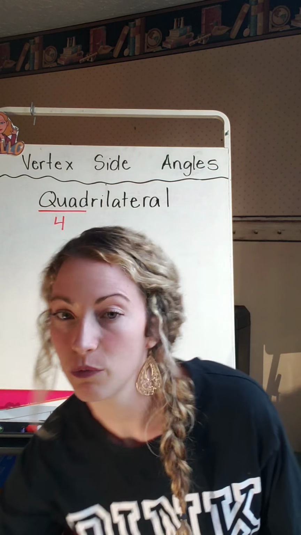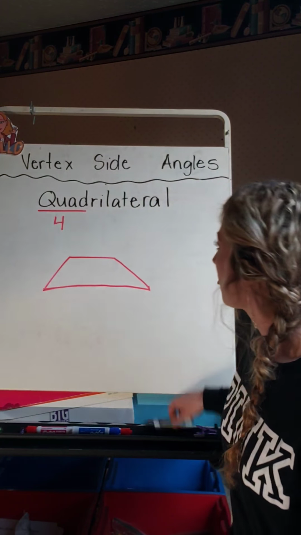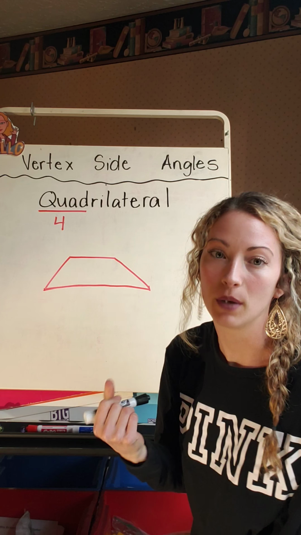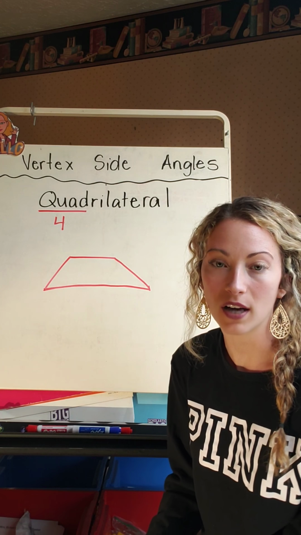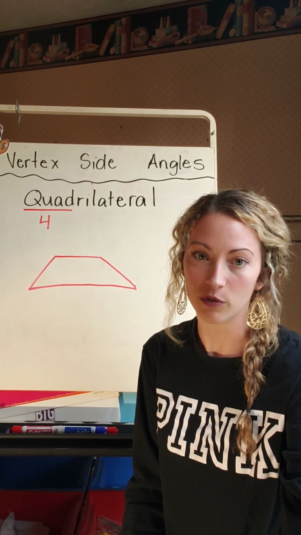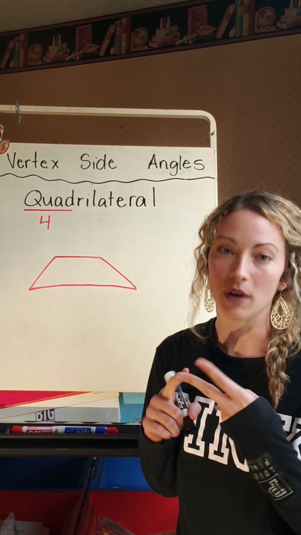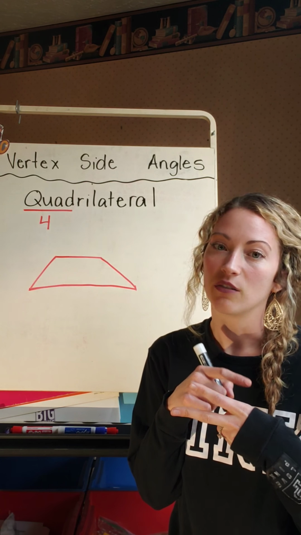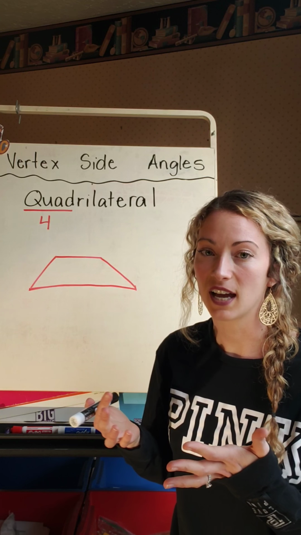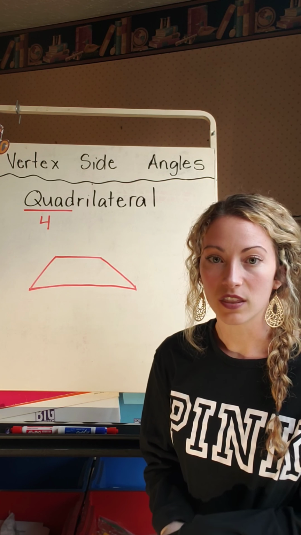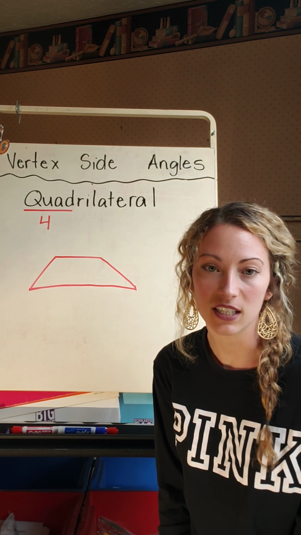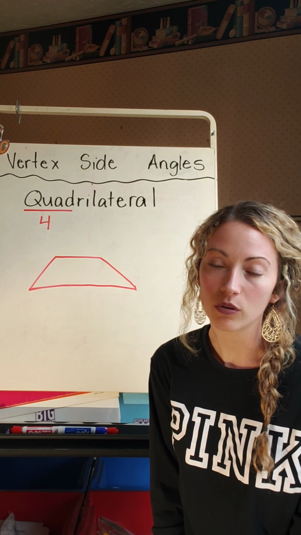But if we look up at the board, quadrilateral and quad, remember this is a word that comes from a Greek language, and quad means 4. So any shape that has 4 sides, the most common 4-sided shape is a square, a rectangle, and I already did those in the other video, so I wanted to use this one, which is not so common but still has 4 sides. So to make sure that it's a quadrilateral, we have to look at its attributes: how many vertices, how many sides, how many angles.